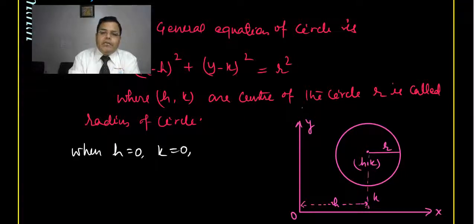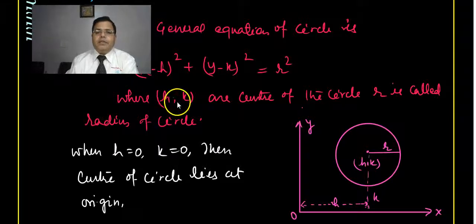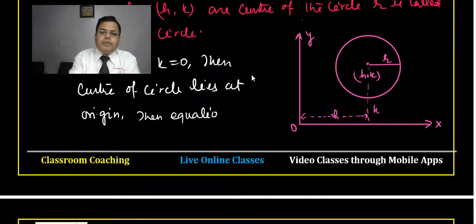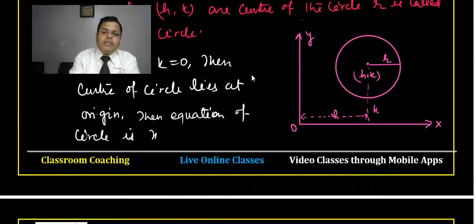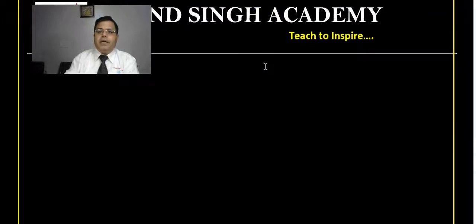and k is equal to 0, then the center of circle lies at the origin, and in this case the equation of circle will be x square plus y square is equal to r square, where the center is at origin and radius is r. So you have a circle like this.